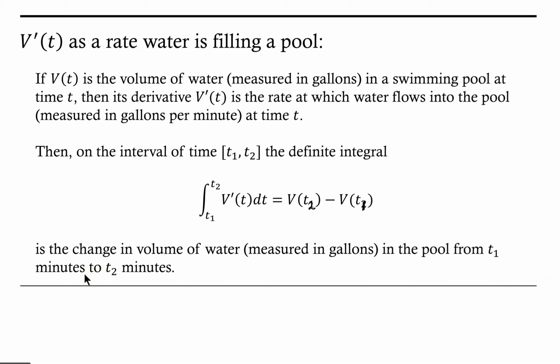So keep in mind that this v of t2 is the volume of the pool at time 2, and v of t1 is the volume in the pool at t1. And so if I subtract and find the difference of those quantities, then that will give me the change in the volume of the water in the pool.